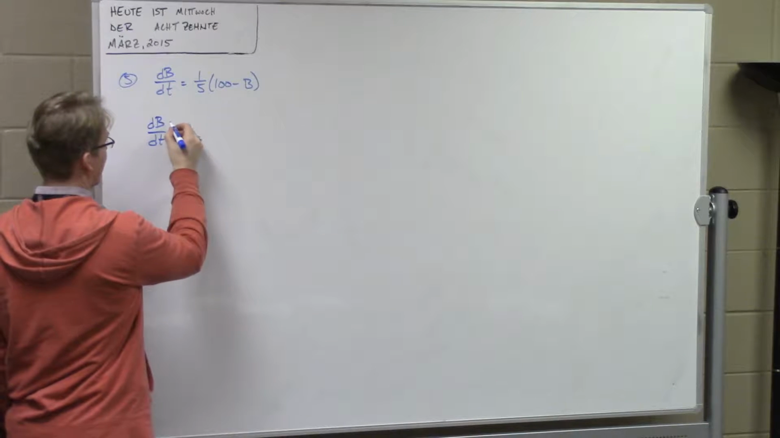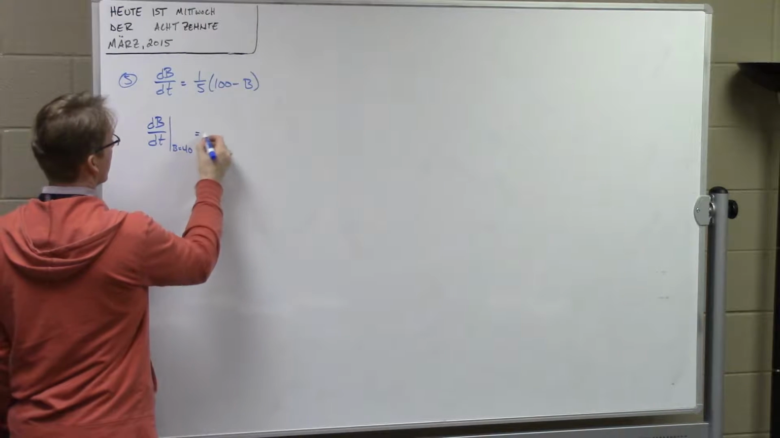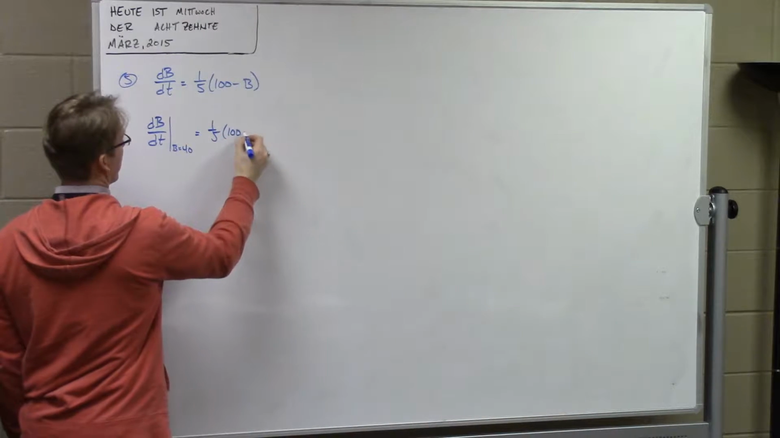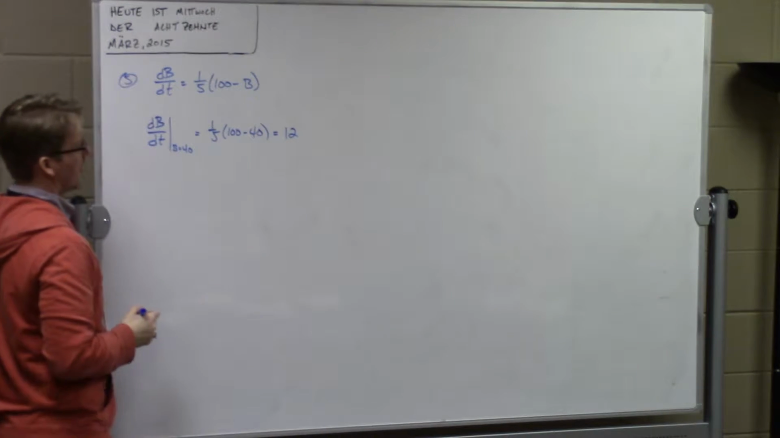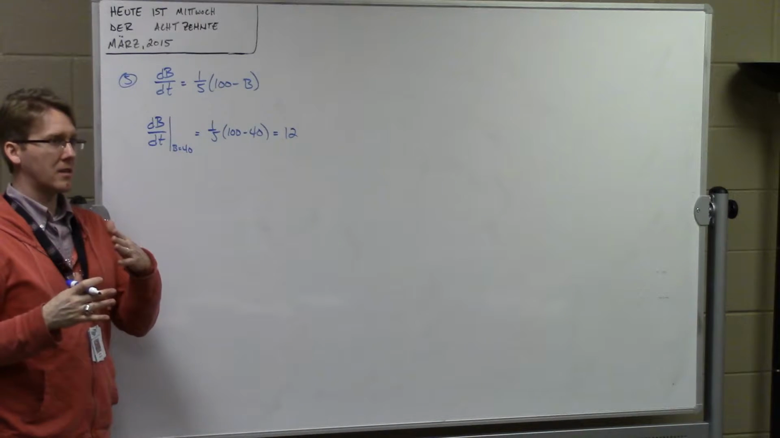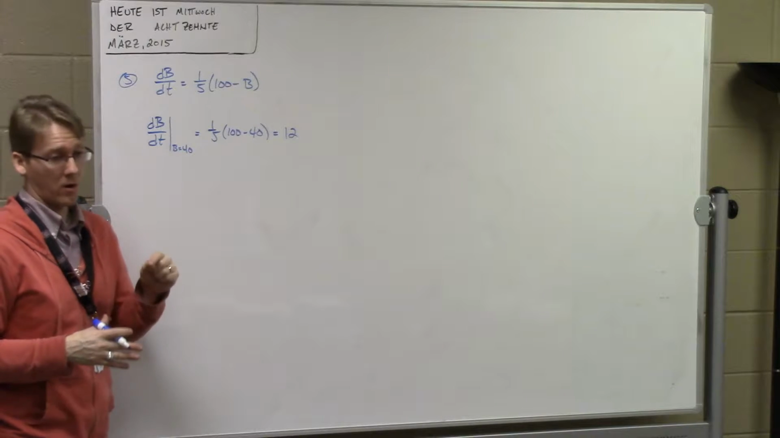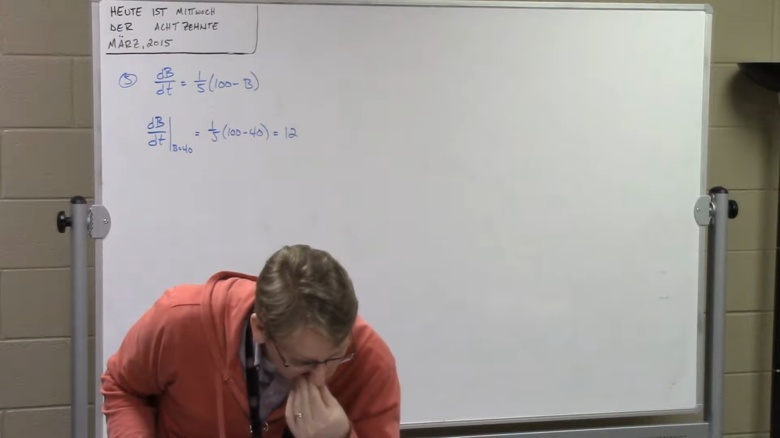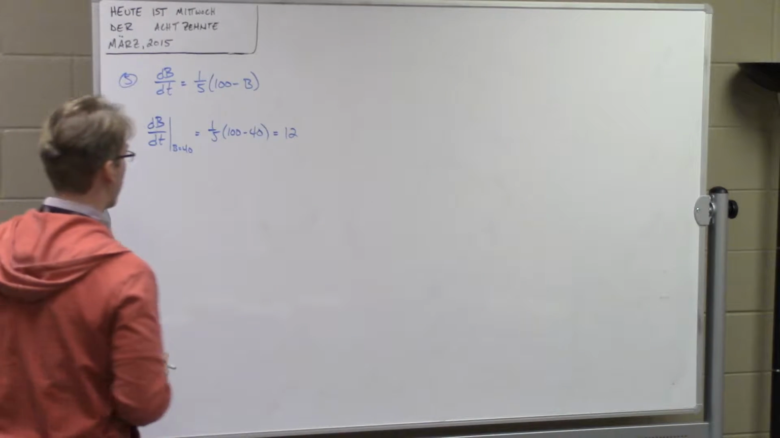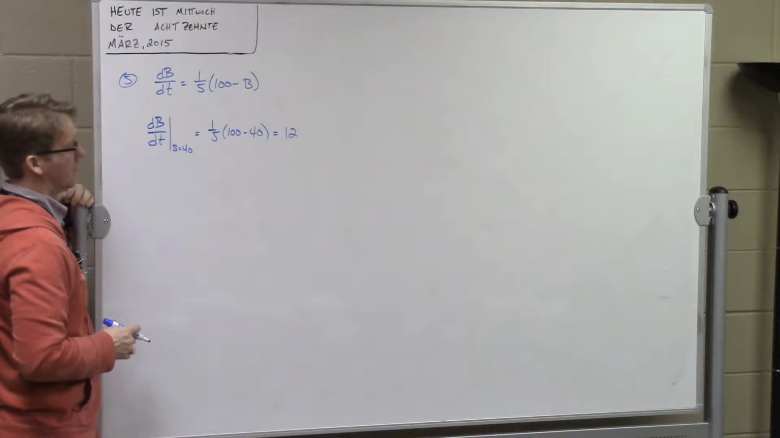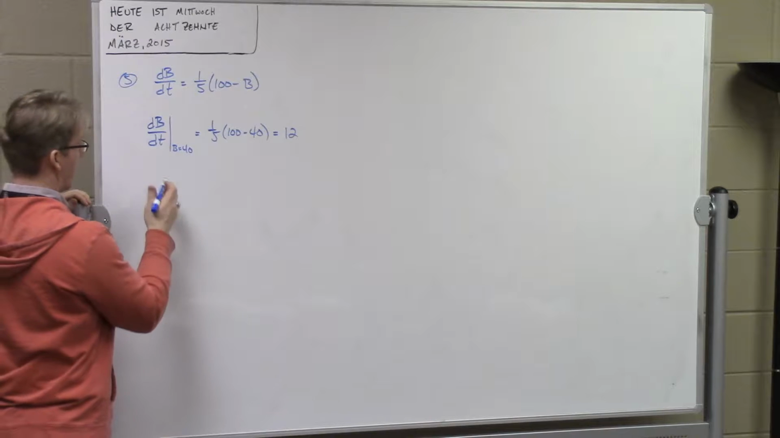Okay, dB/dt when B is equal to 40 is 1/5 of 100 minus 40. That is 60, 60 over 5 is 12. So what that means is when the bird weighed 40 grams, he was gaining weight at about 12 grams per, what's my T? Days, about 12 grams a day. It's a hefty little eater there when he weighed 40.